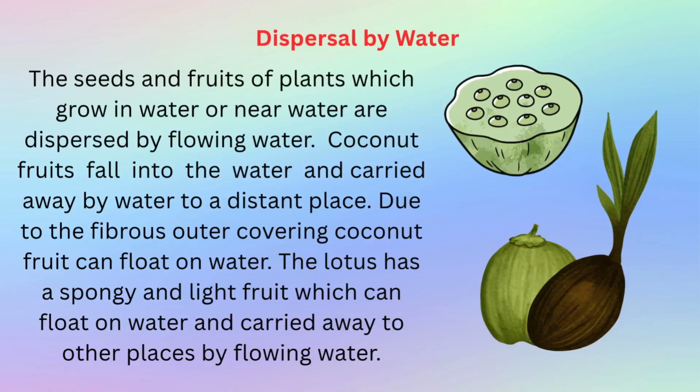Dispersal by water. The seeds and fruits of plants which grow in water or near water are dispersed by flowing water. Coconut fruits fall into the water and are carried away by water to a distant place. Due to the fibrous outer covering, coconut fruit can float on water. The lotus has a spongy and light fruit which can float on water and be carried away to other places by flowing water.